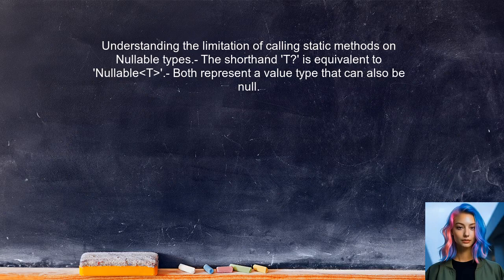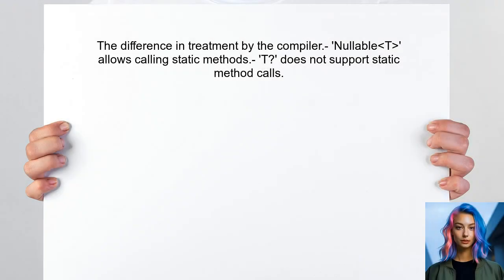To understand why static methods cannot be called on the shorthand notation for nullable types, we first need to clarify what the shorthand actually represents. Next, it's important to note that the shorthand T? is treated differently by the compiler compared to the full nullable type. This is where the limitation arises.